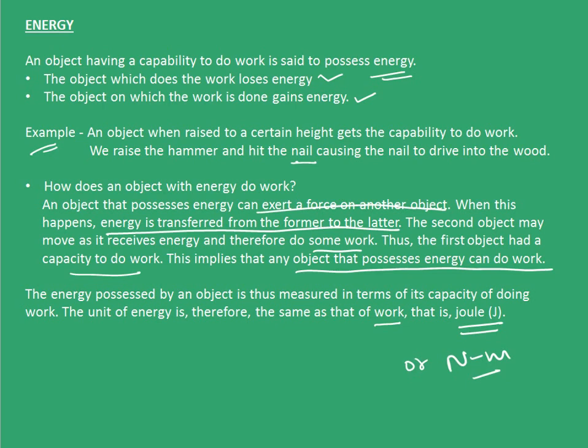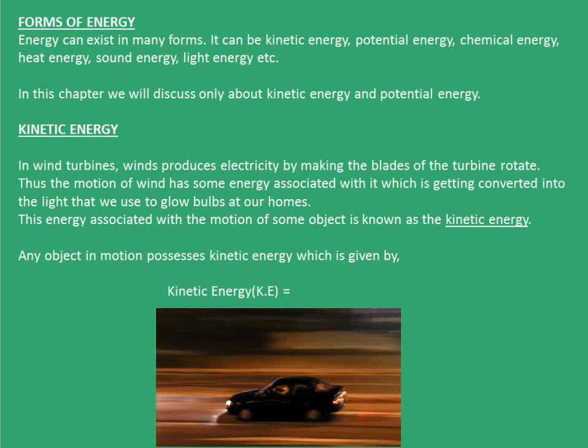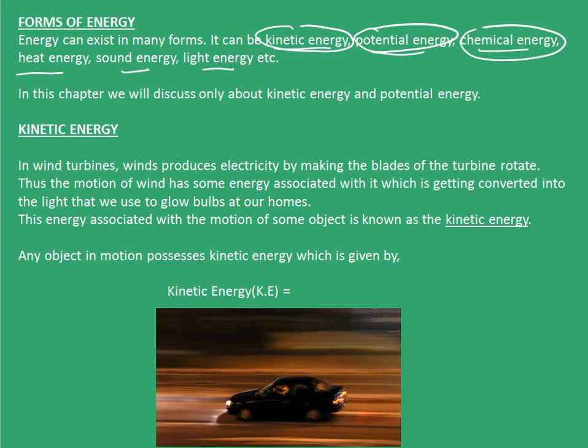Moving on to the next topic, which is forms of energy. Energy can exist in many forms. It can be kinetic energy, potential energy, chemical energy, heat energy, sound energy, light energy, and so on. Kinetic energy is basically related to the motion of the object. The potential energy is related to the height of the object. The chemical energy is related to the chemical composition of the object, and so on. In this chapter, we will discuss only kinetic energy and potential energy.